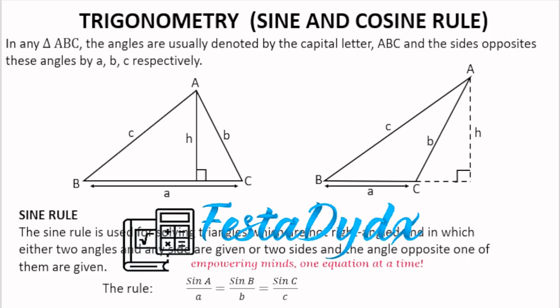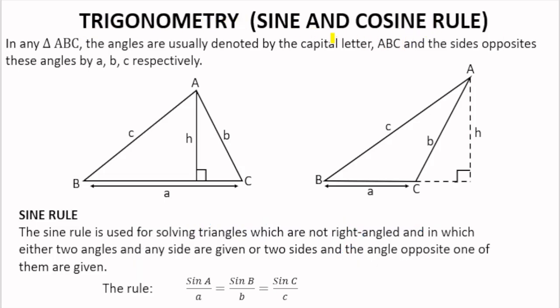In today's lesson, we'll be discussing trigonometry and our focus will be the sine and the cosine rule. So to get the 6 parameters of a triangle, we have to take note of this. In any triangle ABC, the angles are usually denoted by the capital letters A, B, C.